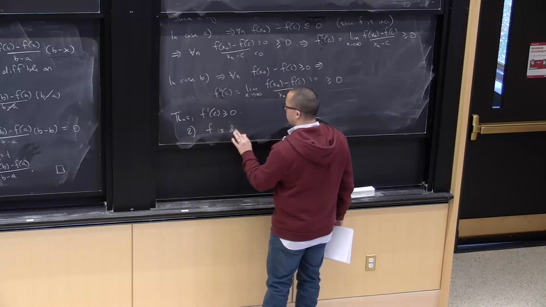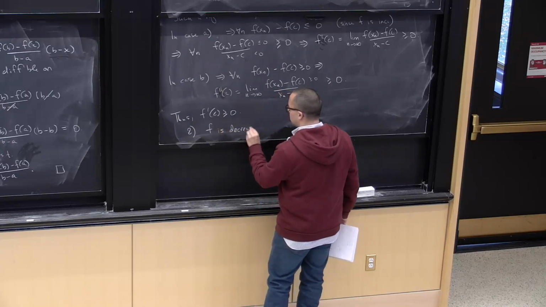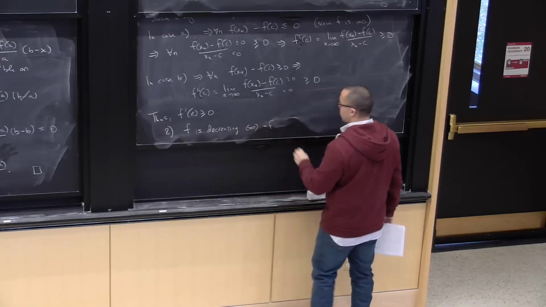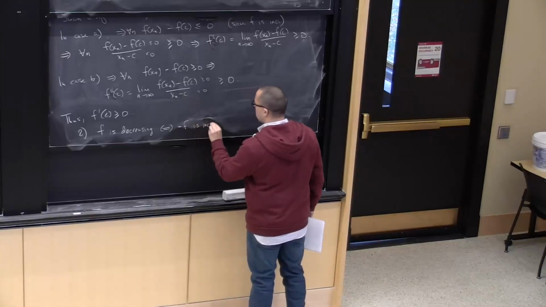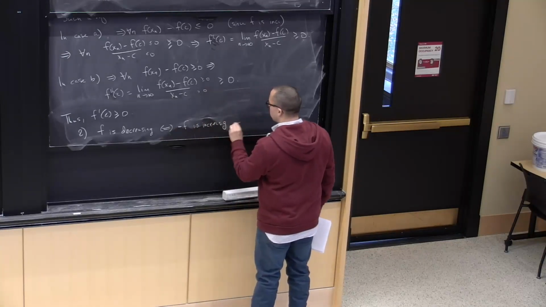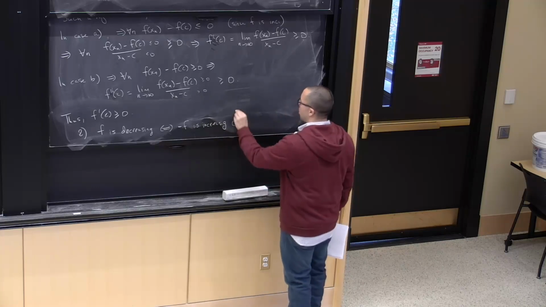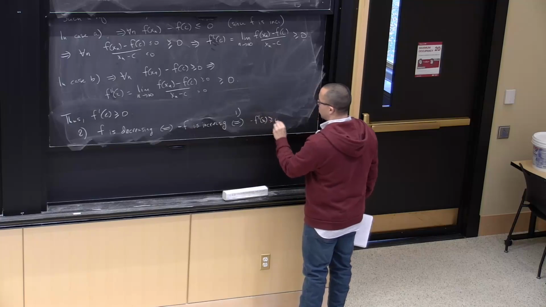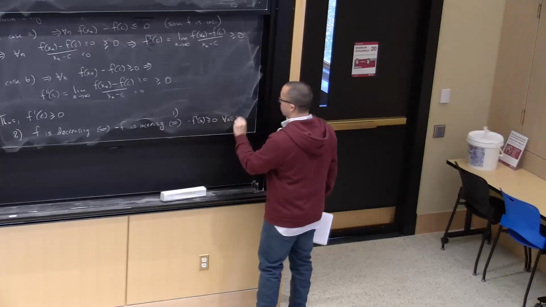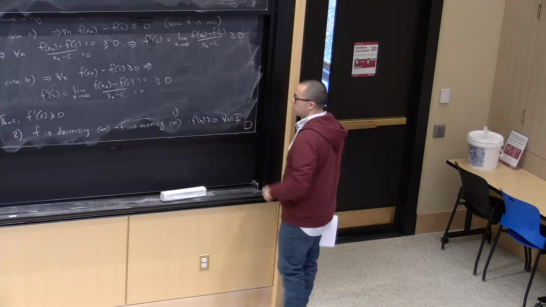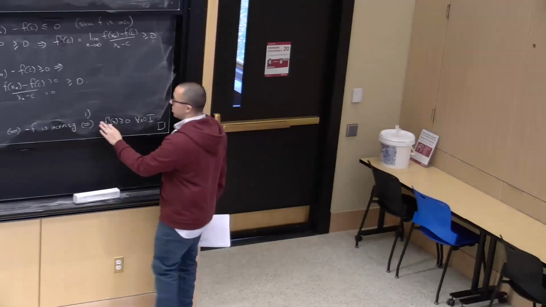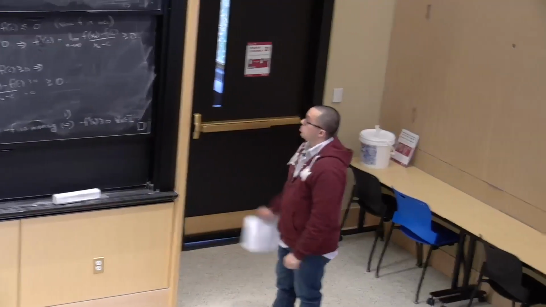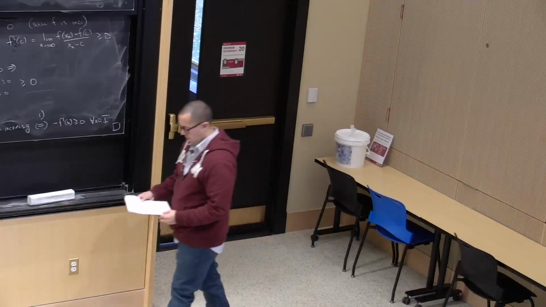f is decreasing if and only if the function minus f is increasing, which by what we've done from part 1 is if and only if minus f prime of x is bigger than or equal to 0 for all x in I. And then multiplying through by minus 1 gives me number 2. All right.